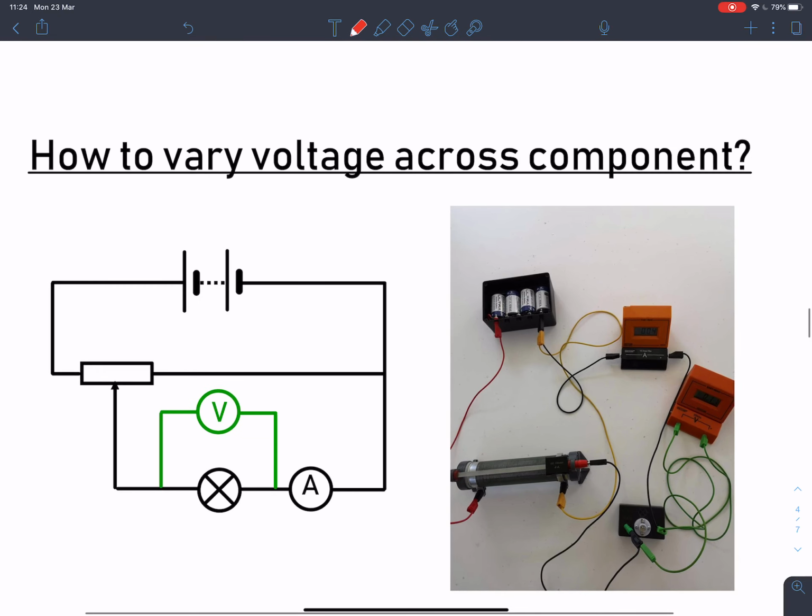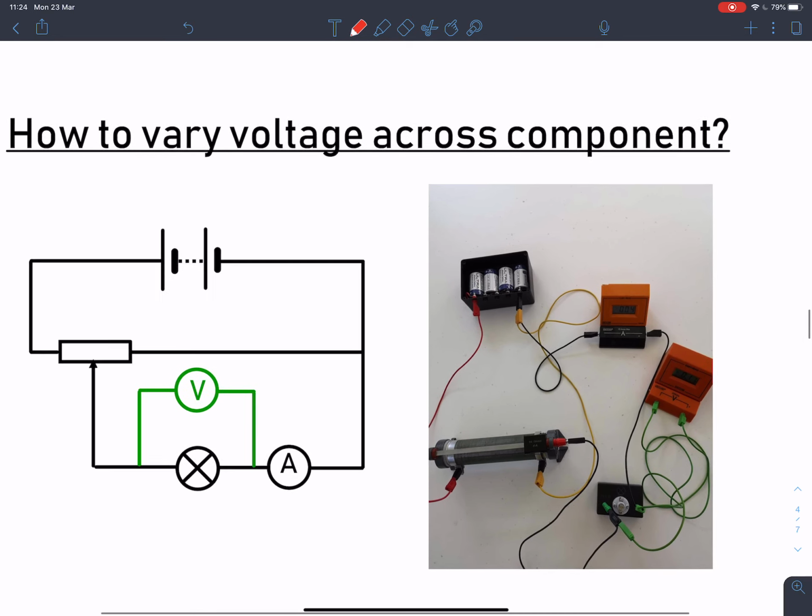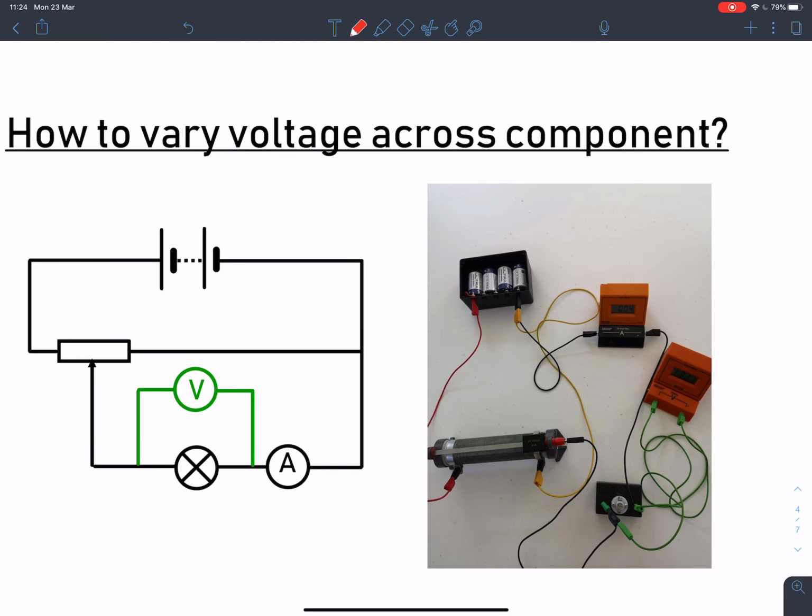On the left, I've got my circuit diagram for how I might investigate current voltage characteristics of a filament bulb here. So I've got my potentiometer here, I've got my filament bulb here, and then I've got my voltmeter and ammeter connected appropriately across the bulb. I've set this up here on the right-hand side, and I've got a little photo to illustrate what this actually looks like. If I just take a little look at this picture here, I've got my potentiometer connected up to my battery there, so that's this bit here. From there, I've got this yellow wire, which connects directly back to the bulb. That's this one here.